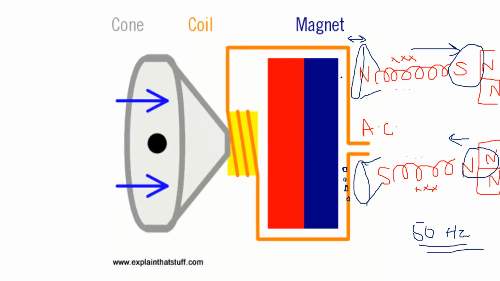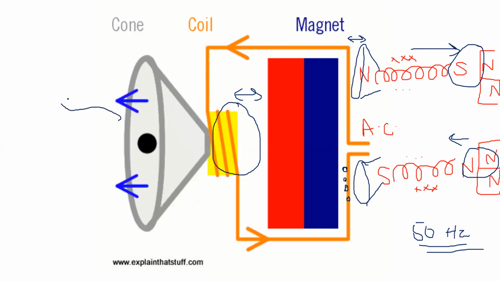Over here in this diagram, you can see that this solenoid is attracted or repelled to and from the magnet, and so your paper cone moves and vibrates, and so sound is produced.